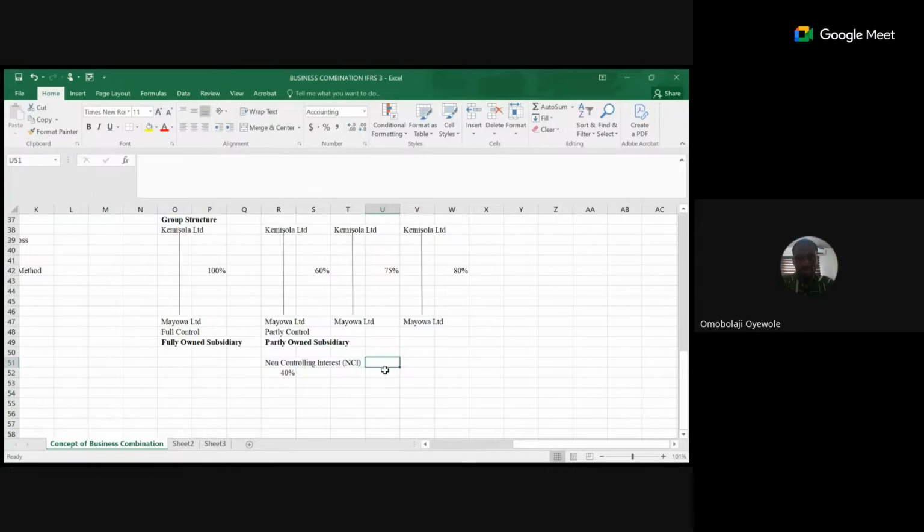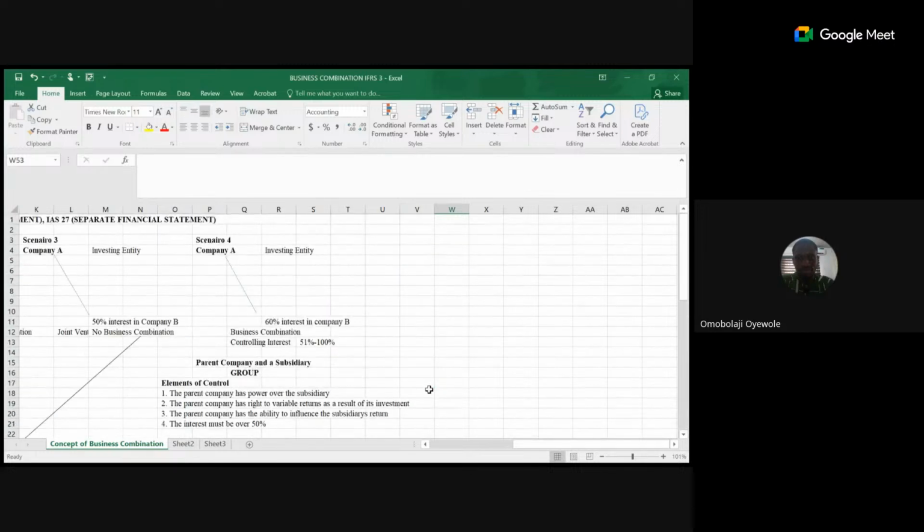So in the case of 75% now, NCI will be how many percent? 25%. Then in the case of 80%, NCI will be 20%. So that's the concept of NCI. A non-controlling interest arises as a result of having below 50%, which we talked about earlier on.